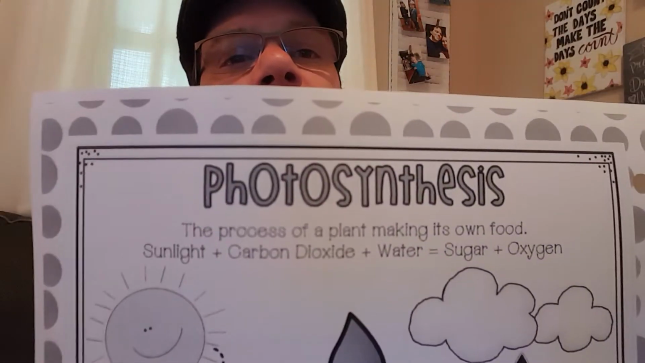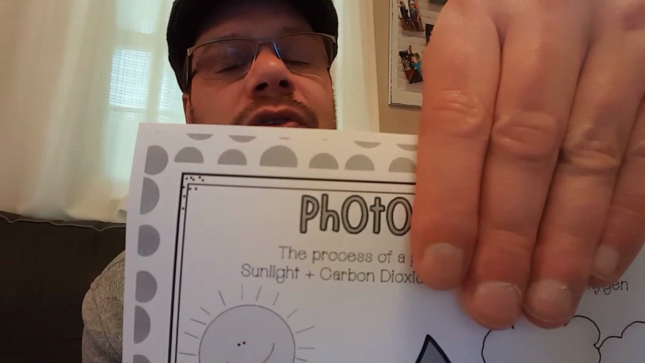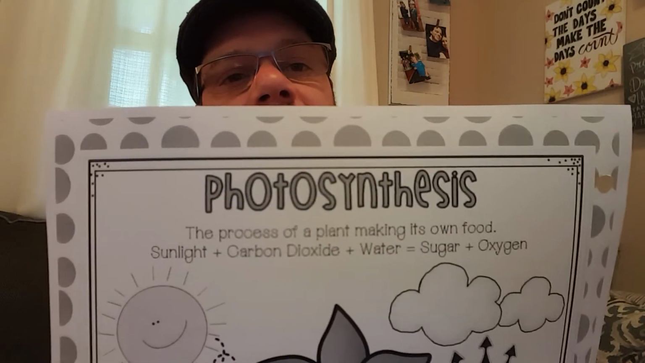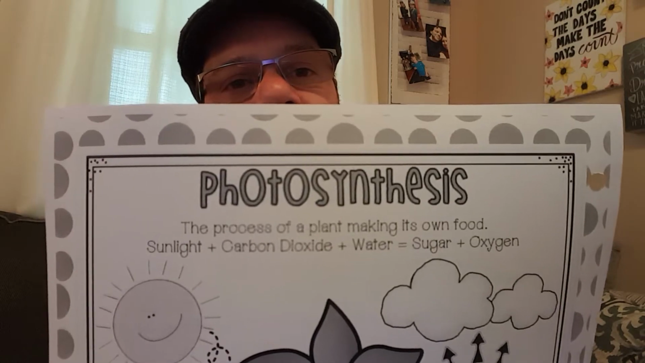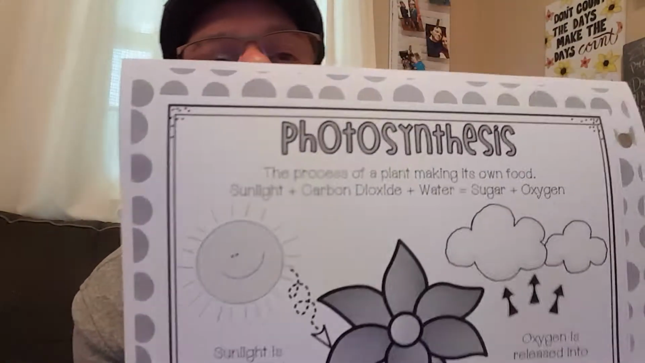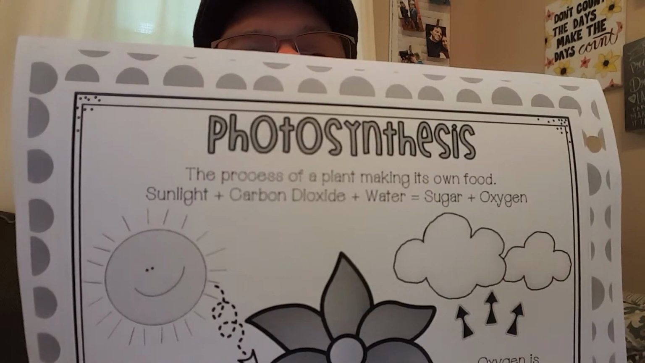All right, I mentioned a big word this morning in our morning message, and that word was photosynthesis. And if you look at that word, it's two words. It's photo and the word synthesis. It's a compound word. It's a longer word made up of two shorter words stuck together to make one long word. Okay? And photosynthesis is the process of a plant making its own food.